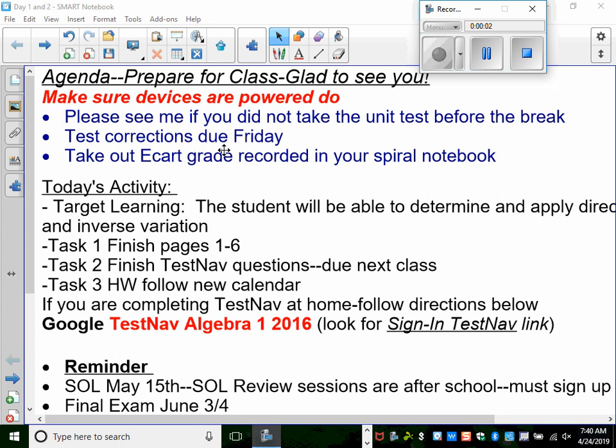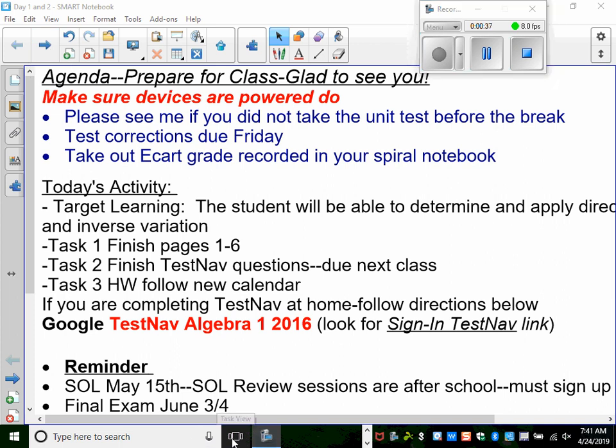Your test corrections are due Friday, and today I'll also ask to see your grade that you got on your e-cart. So you should already have that recorded in your spiral notebooks. Okay. So the new lesson today is going to be on direct and inverse variation, and you'll just follow your calendar for your homework. And like I said before, if you don't finish the test nav, then you can Google that and finish at home.